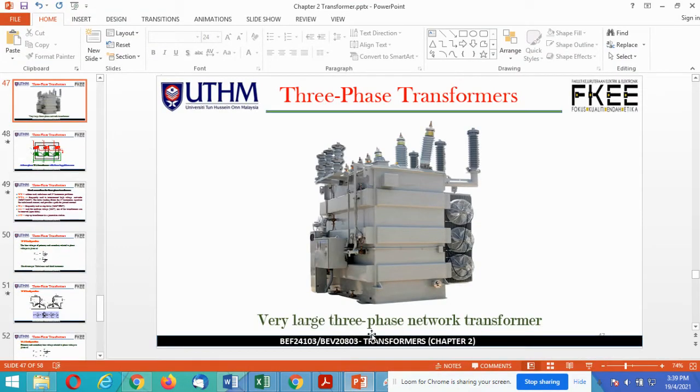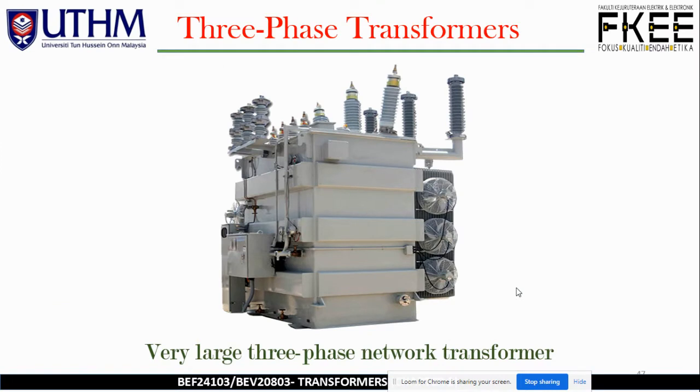So let us continue with the last part of chapter 2, particularly on the three-phase transformer. This is one of the examples of how a three-phase transformer, the very large three-phase network transformer, looks like. This is basically located at the station, the substation, the generation station, the transmission, distribution, etc.